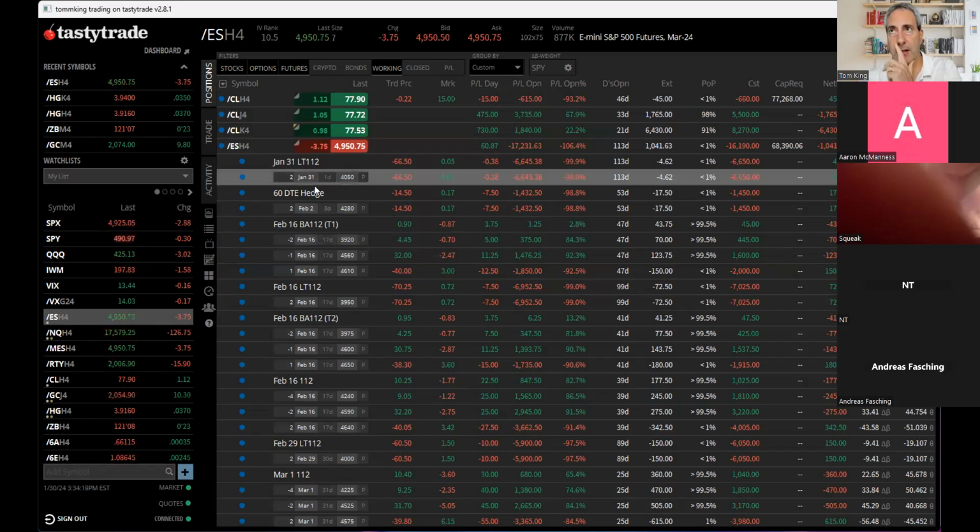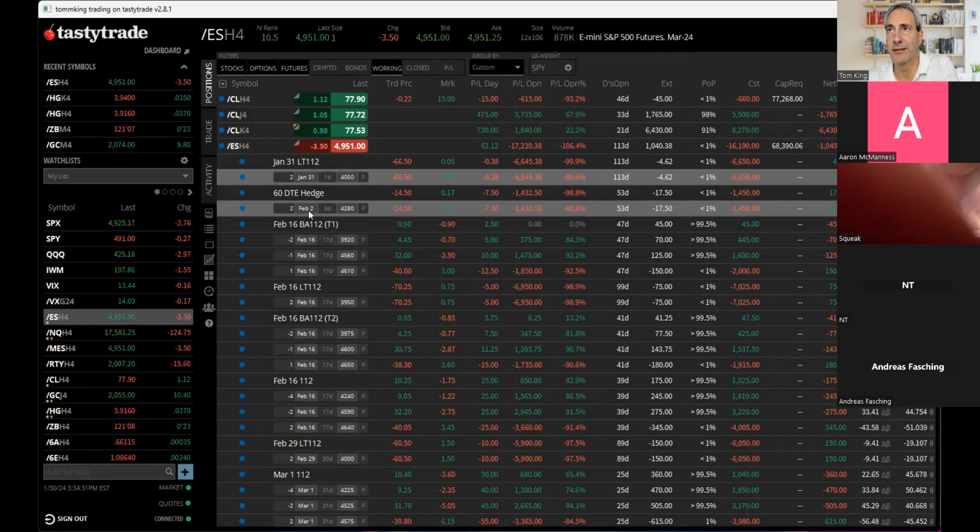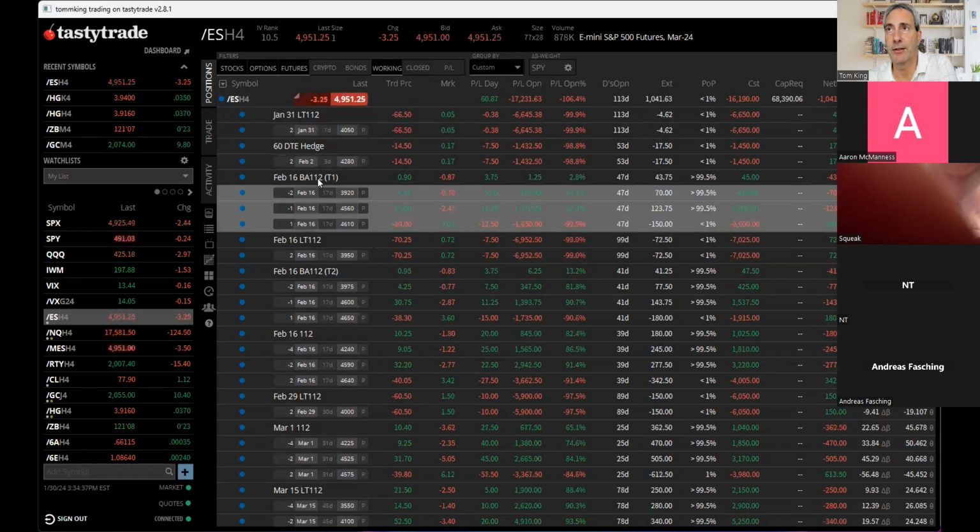I have a long-term 112. I have just the long puts left in this trade. They expire tomorrow, so this hedge will go away. I've got a 60-day hedge, 60 DTE hedge here, that's only got 3 days left. I'm going to lose 2 decent hedges in the next 2 days, so I'll have to keep an eye on that.